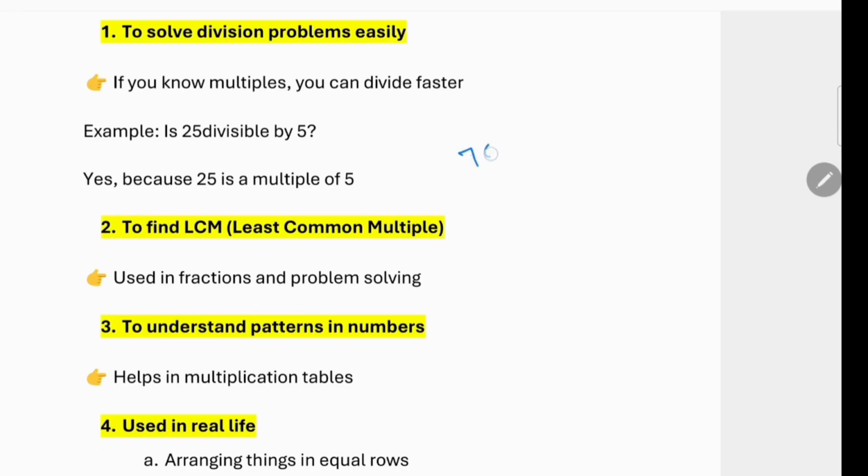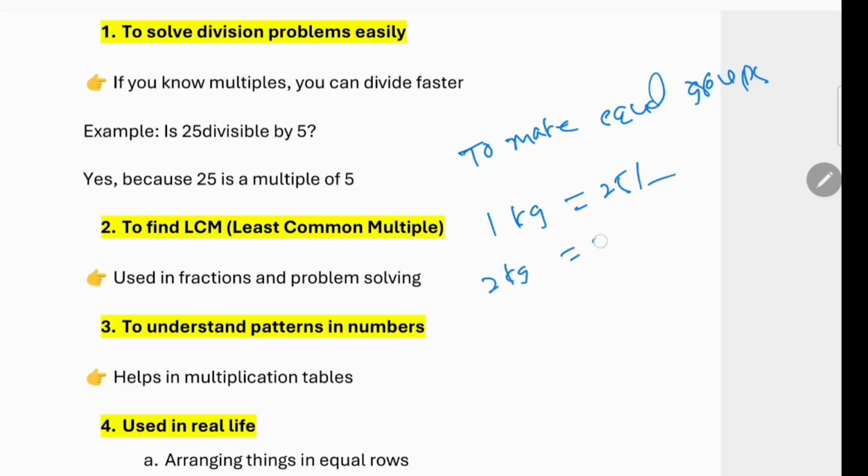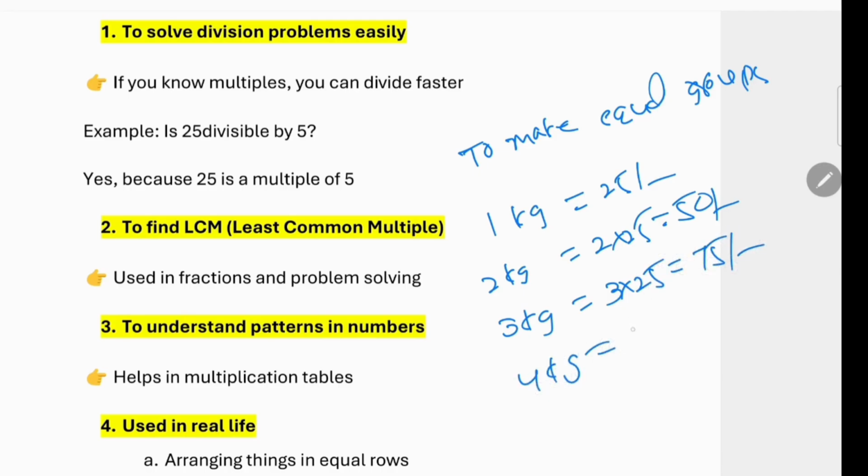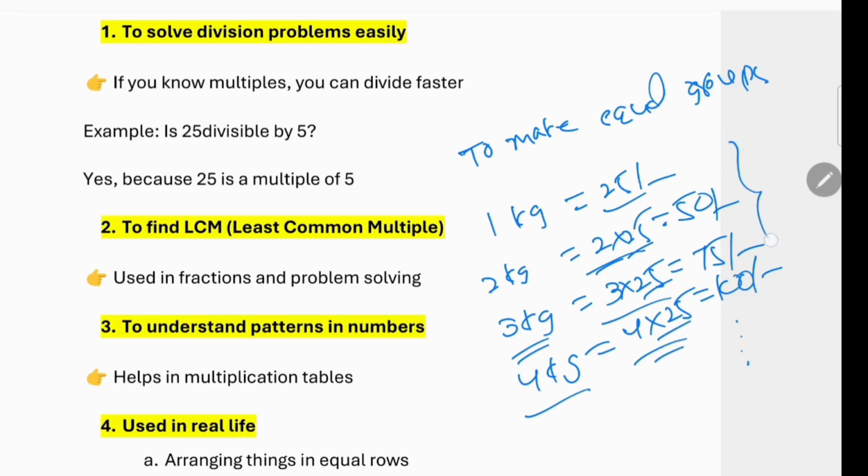The next reason is to make equal groups. For example, 1 kg of onions is equal to 25 rupees, and 2 kg of onions is equal to 2 into 25, which is 50 rupees. Also 3 kg of onions is 3 into 25, which is 75 rupees, and 4 kg of onions is 4 into 25, which is 100 rupees and so on. Here we make equal groups, so we use multiplication in the situation of making equal groups.